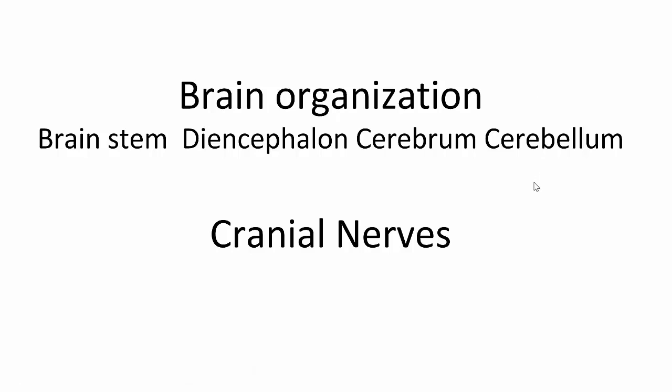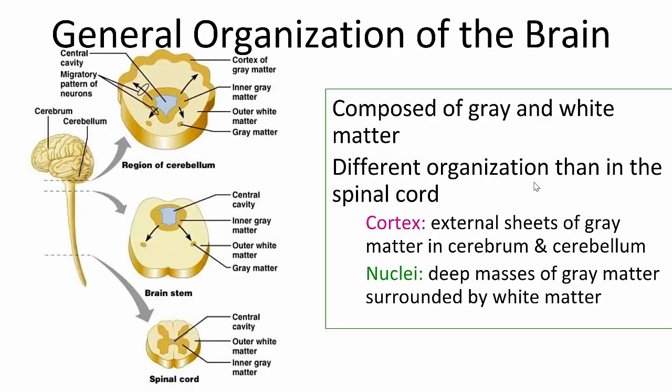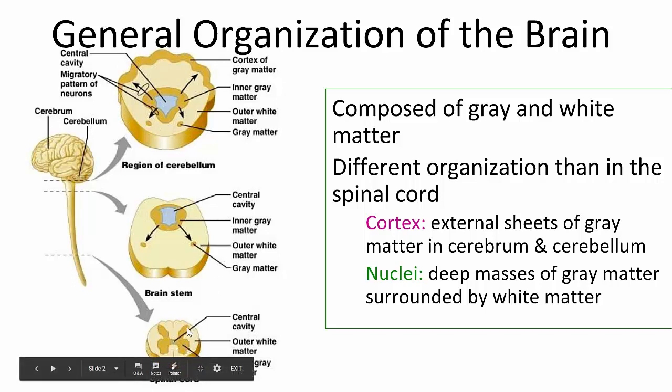Let's go over some details of brain organization. Looking at the brain, I need you to understand that there is gray matter and white matter. In the spinal cord, the gray matter is central. It's this butterfly H thing.